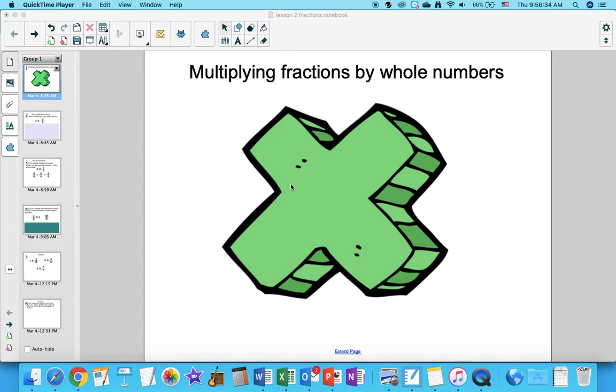Lesson. You're watching the second lesson in fractions. In this section, we'll be talking about how to multiply fractions by whole numbers.